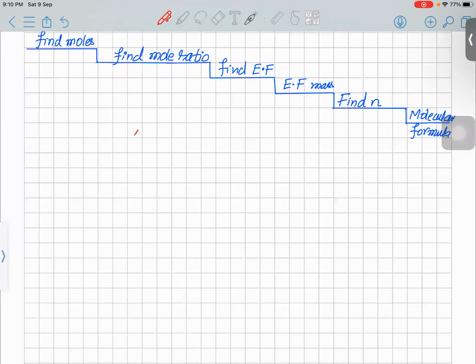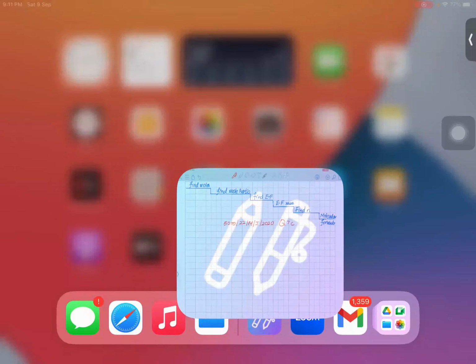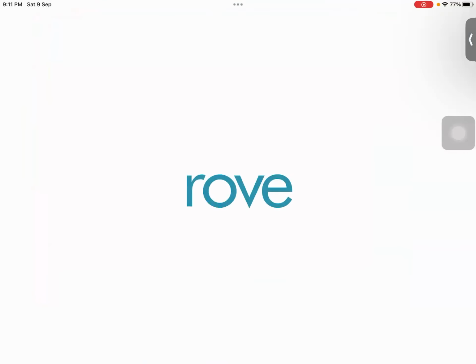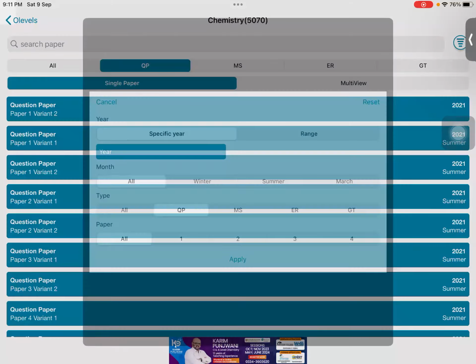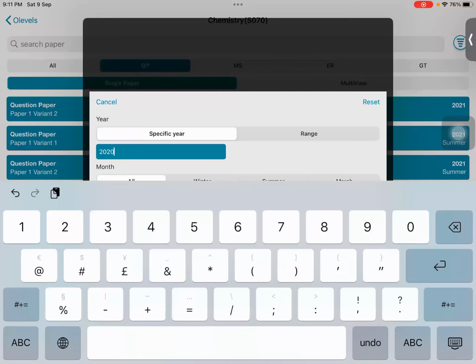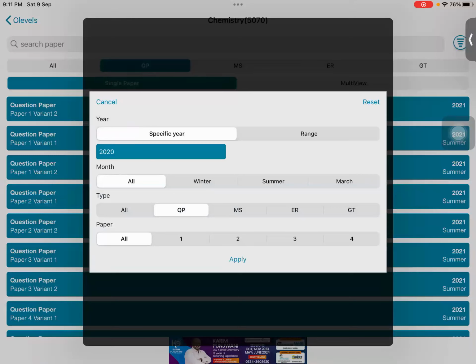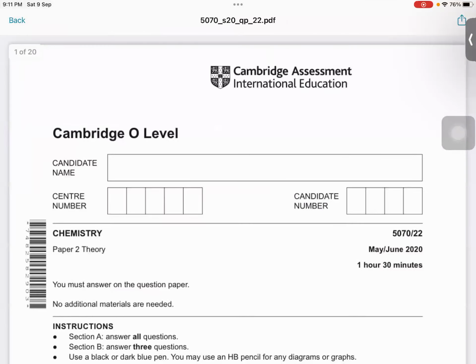Now my first question. 5070, variant 22, May June 2020, question number 7, question number 7C.